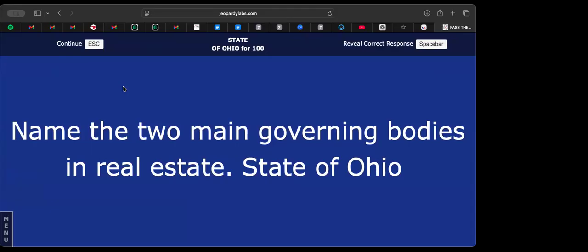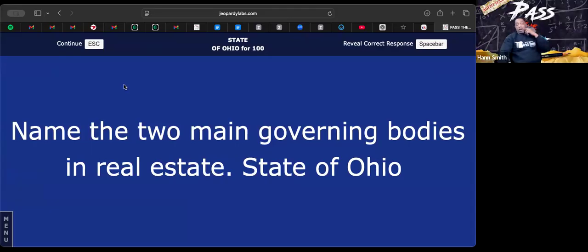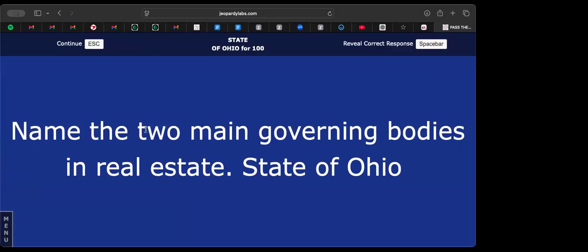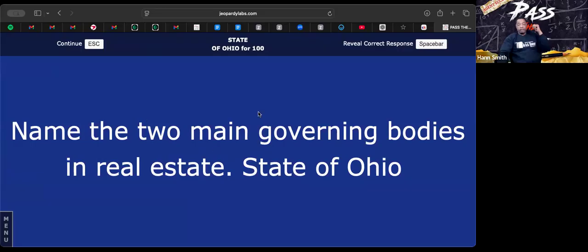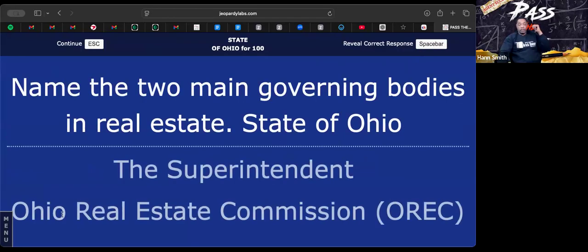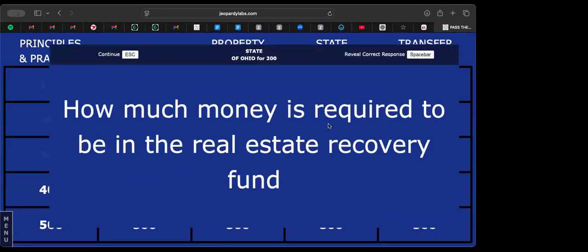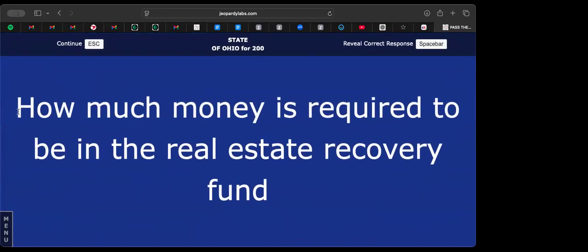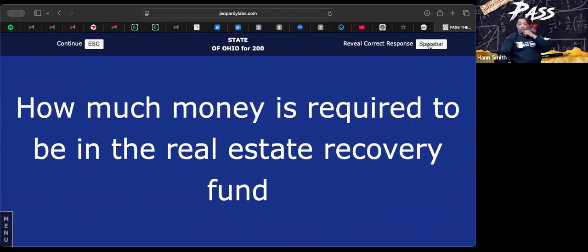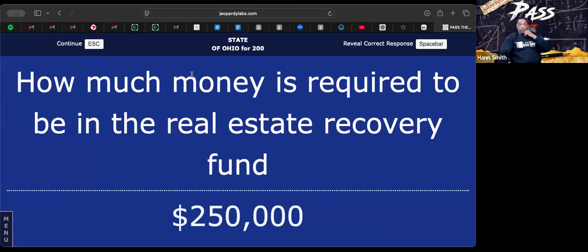State of Ohio 100. I don't know. All right. That's going to be your superintendent, and the ORC. That's going to be the real estate commission. The Ohio Real Estate Commission and superintendent. Okay. 200 state of Ohio. I don't know. 250, 250,000. You do know. Yeah, you do.